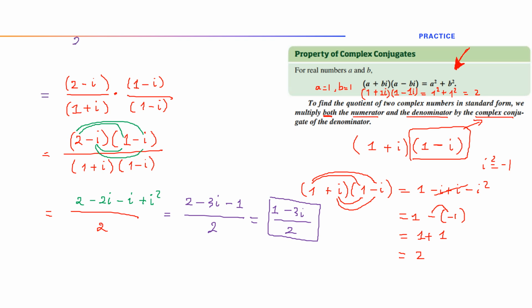Let's write it down again so it's not confusing. This is the question, 1 plus i. This one is the conjugate.